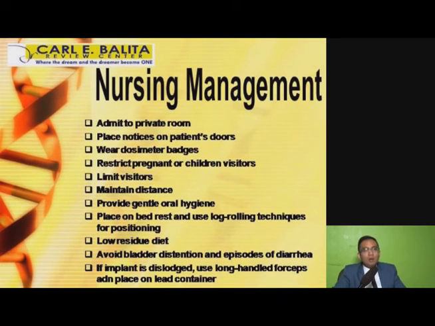Okay, next. Restrict the following visitors: pregnant and children. Why pregnancy? Kasi radiation is teratogenic. Pag sinabing teratogenic, it is harmful to the fetus. Okay. Children visitors, because usually they are immunosuppressed. So therefore, they are at risk in the developing leukemia. So tandaan, contraindication ng mga visitors, avoid pregnant and children visitors. Limit visitors. Why? Because the patient is on reverse isolation. So, ibig sabihin, mabilis mahawahan sila. So, you need to maintain, okay, or to limit your numbers of visitors. Maintain distance. Naalala ba? How many feet? 6 feet or 72 inches.